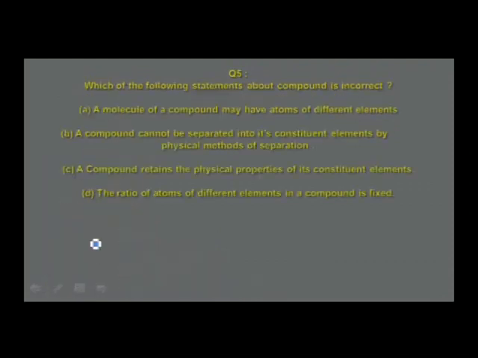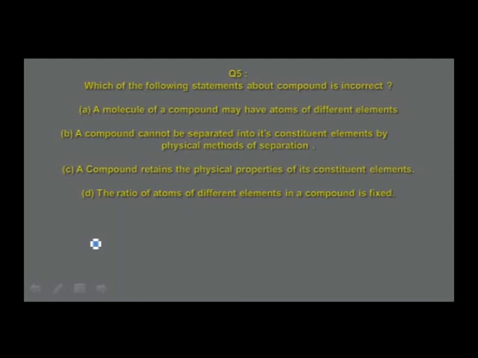Which of the following statements about compound is incorrect? A. A molecule of a compound may have atoms of different elements. B. A compound cannot be separated into its constituent elements by physical methods of separation. Option C. A compound retains the physical properties of its constituent elements. Option D. The ratio of atoms of different elements in a compound is fixed. Now these are the different options given for the question asked above. What is that you find?